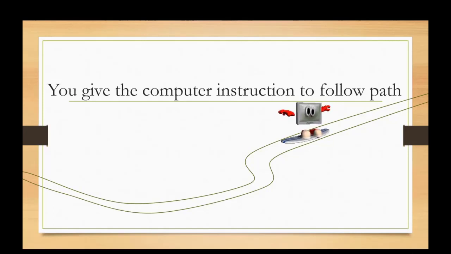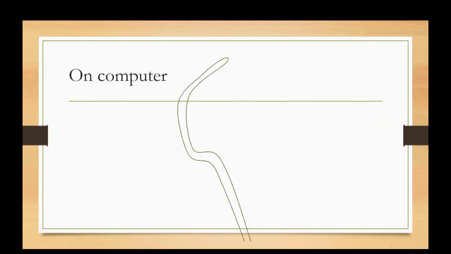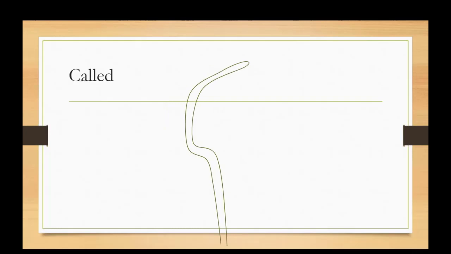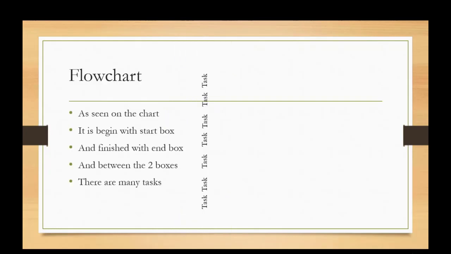You give the computer an instruction to follow a path. The computer will follow the path you determine. You draw the path for the computer to follow. This path, in computer science, is called a flowchart.